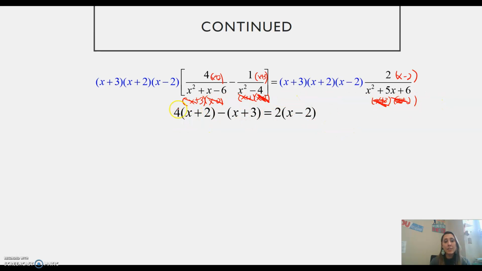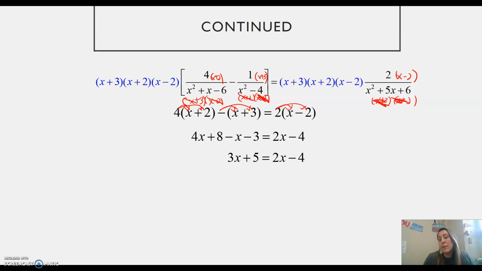And now I need to distribute all of these. Make sure you distribute that negative to both parts. And then I'm going to distribute here. So then we end up with 4x plus 8 minus x minus 3. And then we need to combine like terms. Now I'm just doing solving. I'm going to subtract 5 from both sides. So if you subtract 5, and you subtract 2x from both sides, you get x is equal to -9.